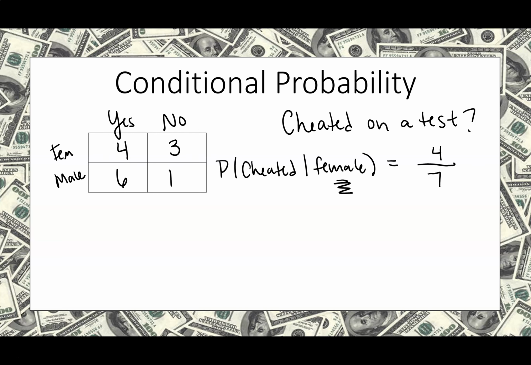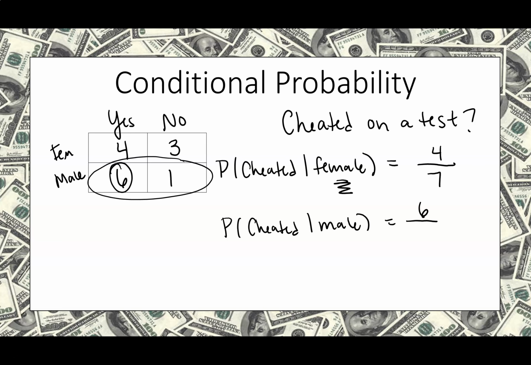There we go. Let's try another one. What's the probability that someone has cheated given that they're male? Well, where are the students who have cheated that are male? That would be this number right here. So 6 divided by the total number of males, which in this case is 7.